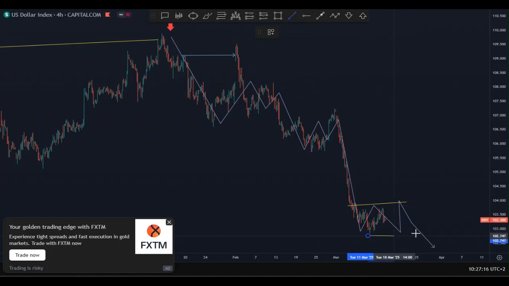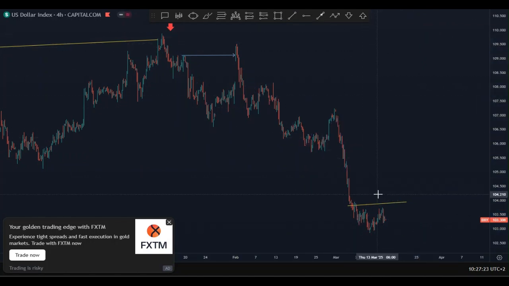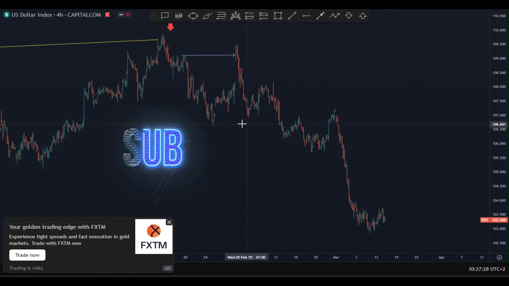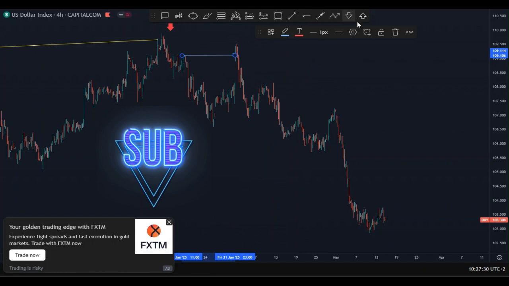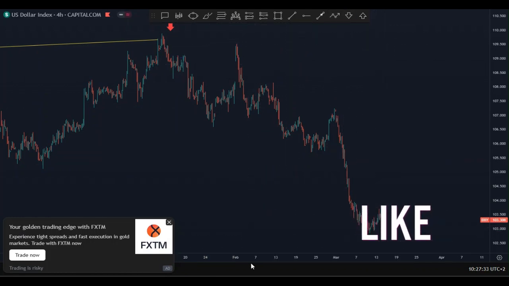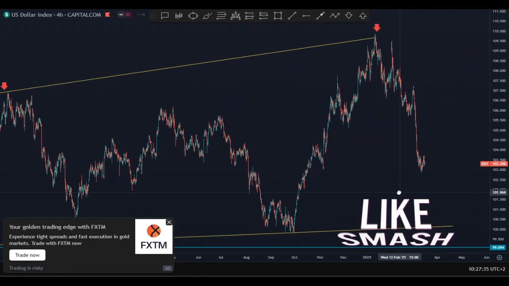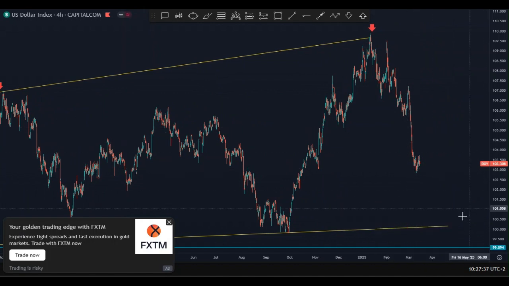I'm gonna fix that. I'm gonna make proper analysis. So yeah, that's basically what we're seeing, right? Currently there's no need for me to mark all these other corrections, right? What I want to do is focus on the current market, guys. I want to focus on the current market.